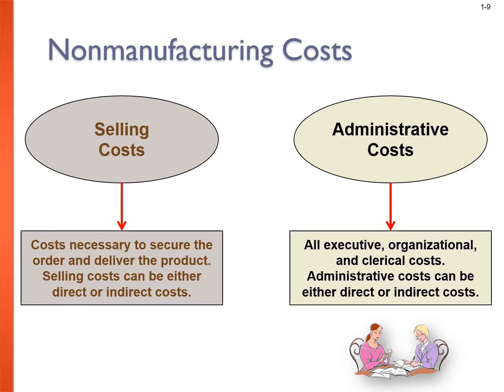The other types of non-manufacturing costs are administrative. And sometimes companies call them the necessary evils, right? Because they're not directly selling any product, but they're more of an indirect cost. They're all the executives, organizational and clerical costs. So these can be either direct or indirect as well.